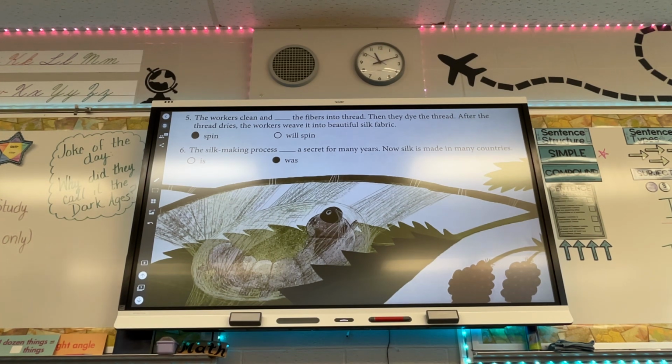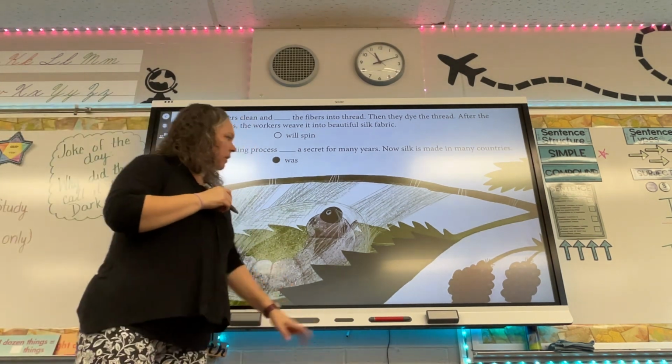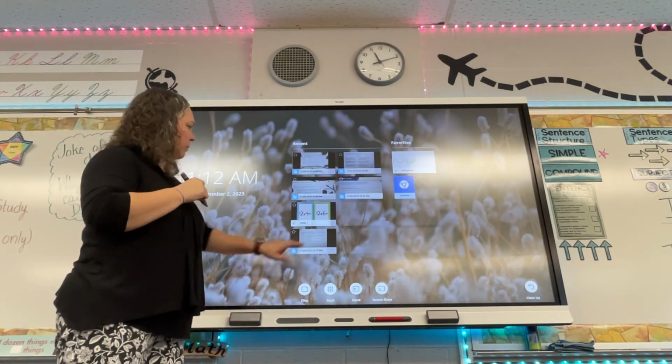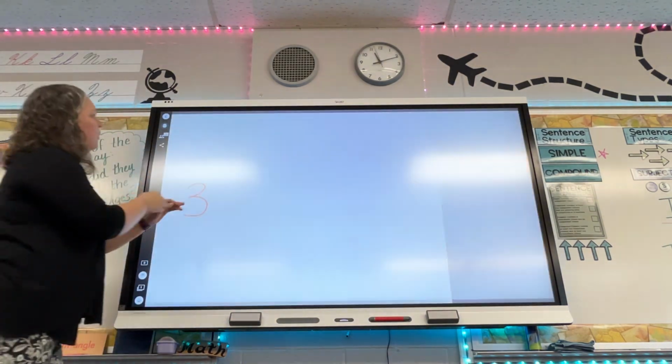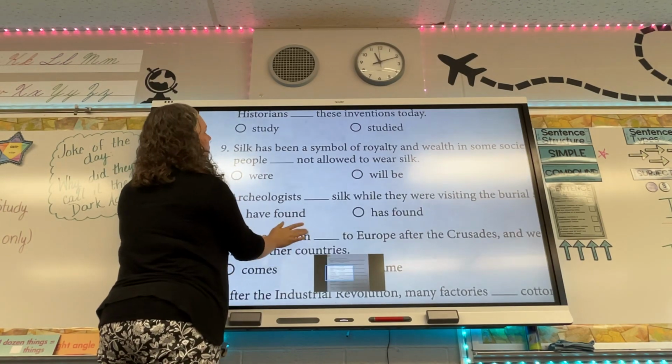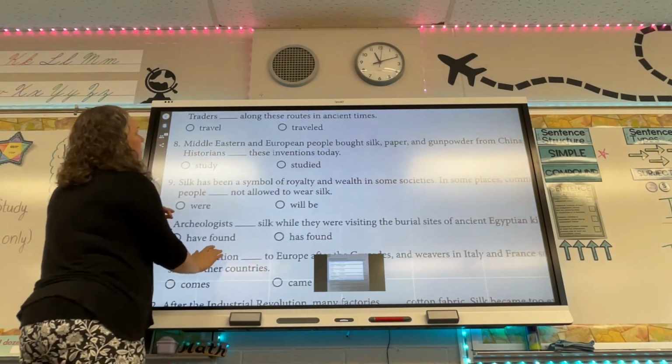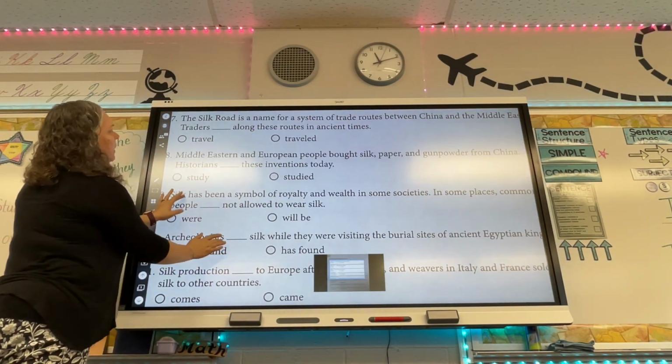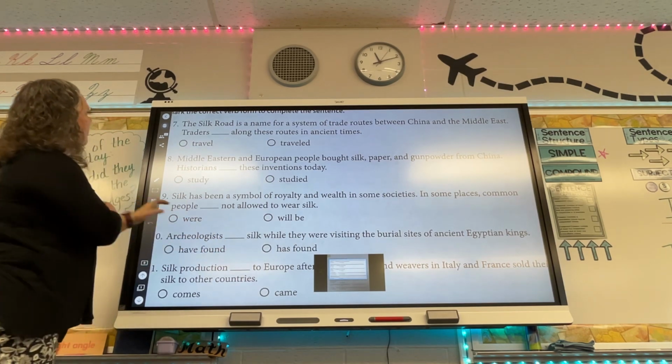Alrighty, let's flip it over. You've got more of these guys on the back. Goodbye, silk. But not as cute of a worm on the back. Oh man, there's no worm. So sad that there's no worm. Wow. Alright. Make it a little smaller so we can see all of it.